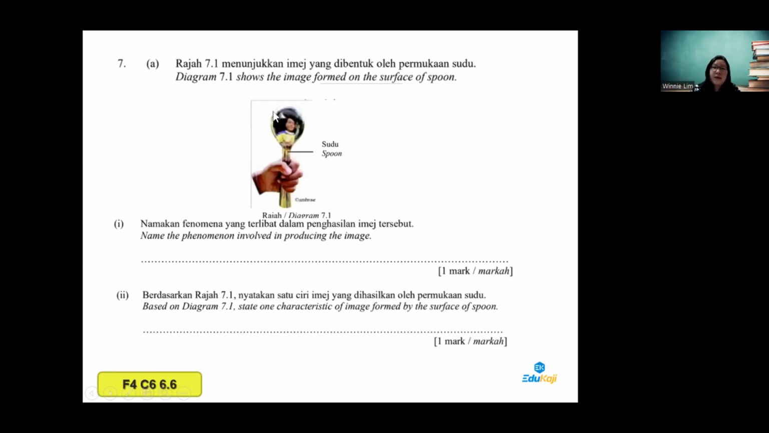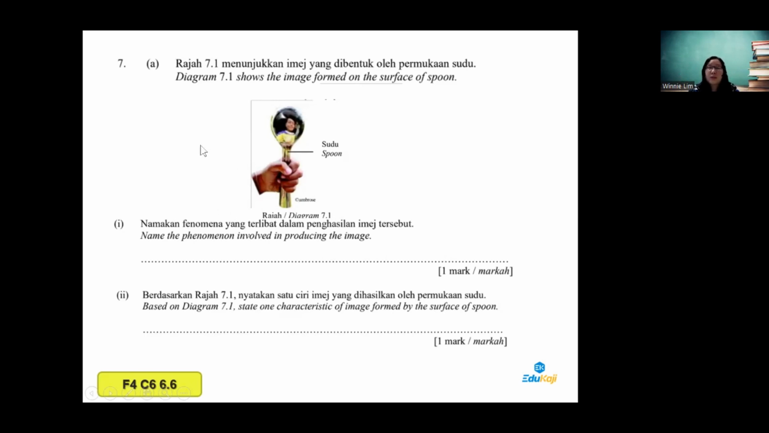Okay, question 7 is from Form 4, Chapter 6, Light and Optics. This one is on the last topic already, image formation by spherical mirror. Diagram 7.1 shows the image formed on the surface of a spoon. Name the phenomenon involved in producing the image. So a shiny surface means it reflects light, so that's why it's reflection.